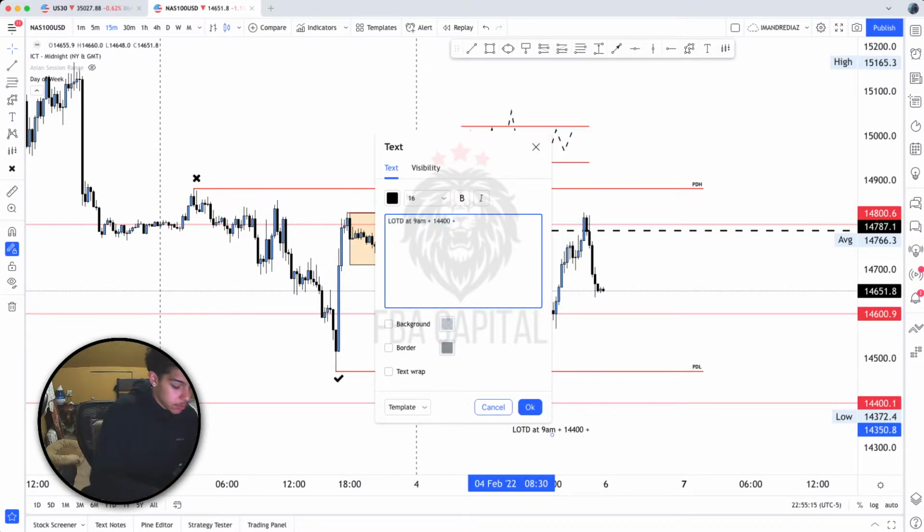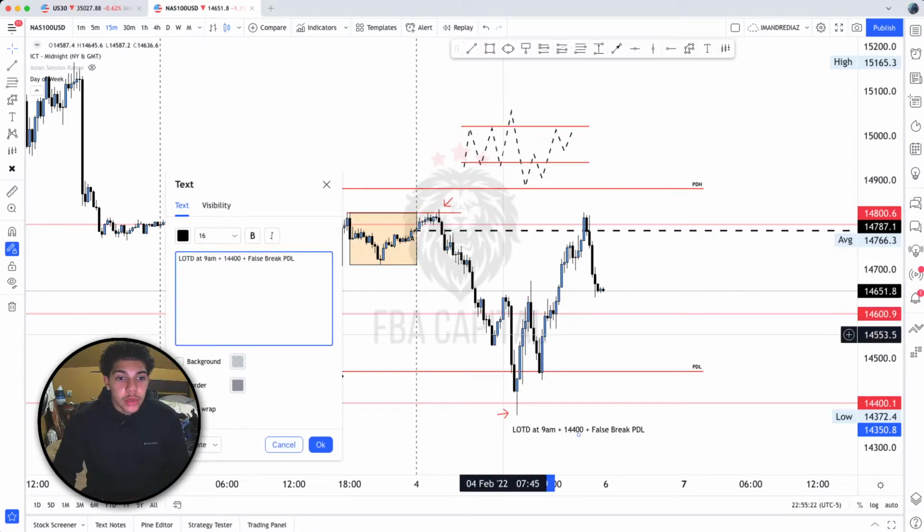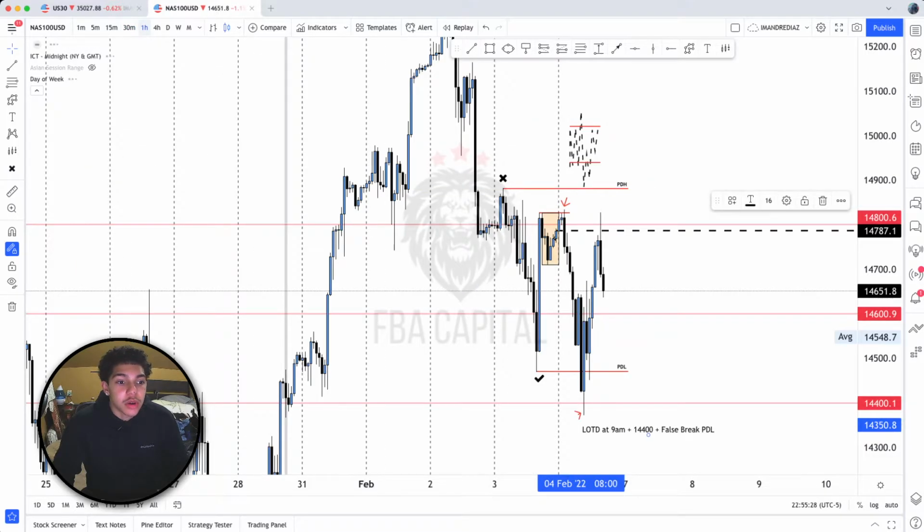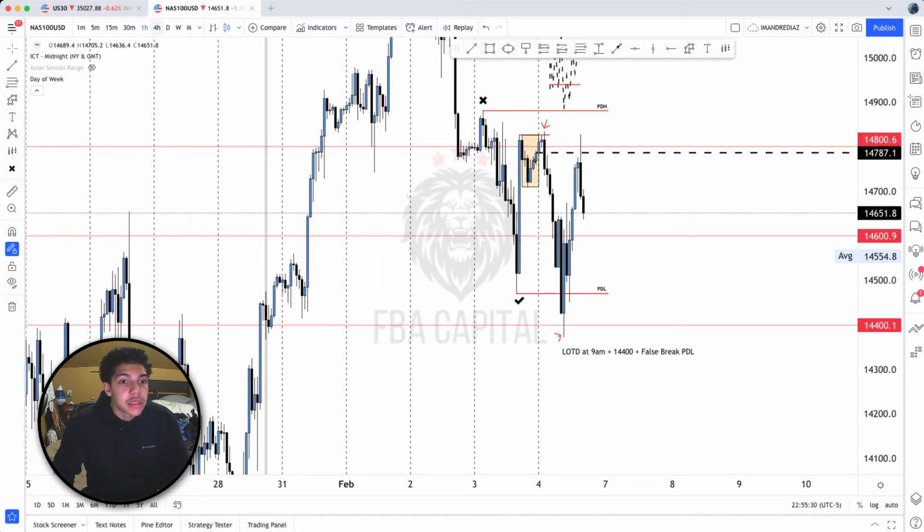But we have a false break of the previous day's low. And then what else do we have? We have the low of the day, 14,400. Now we're going to go into a little bit of a higher time frame to see if we tapped into anywhere on the higher time frames that makes any sense.